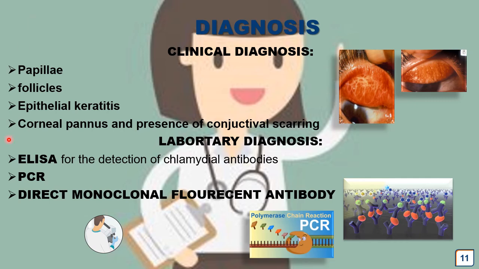It is made when we perform some tests. The first test is the ELISA test. ELISA is done for the detection of chlamydial antibodies. The PCR test is also very useful. It is called polymerase chain reaction. And the third one is the direct monoclonal fluorescent antibody test. This test is used to detect the antibody from the conjunctival smear.